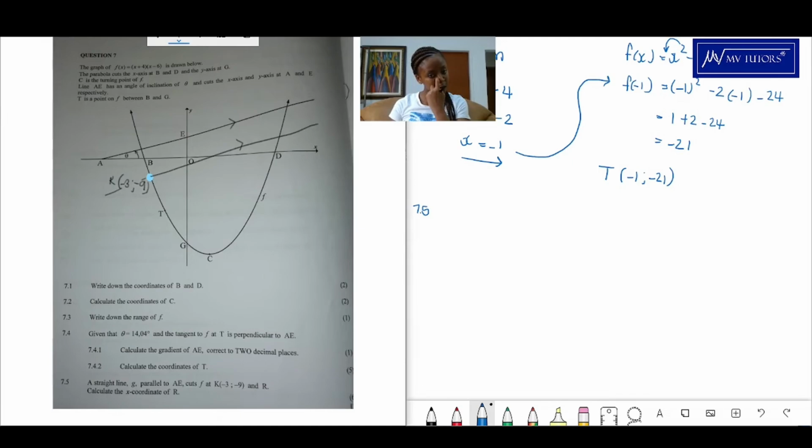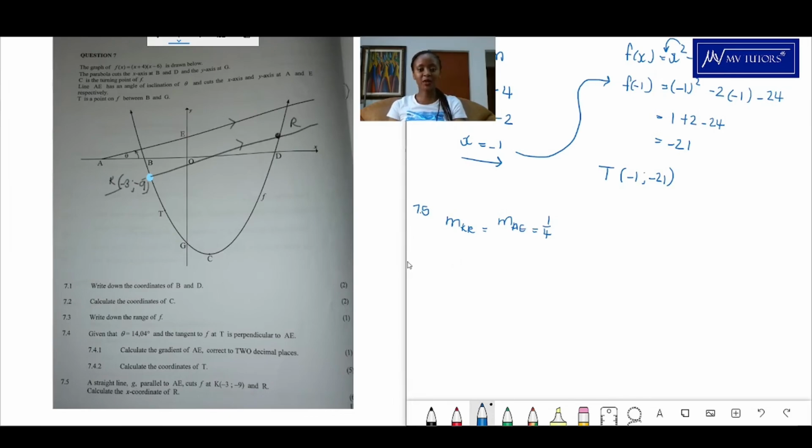What else do we know? Straight line G cuts F at O. Okay, so R is another point on F. So there is R, and now we need to determine the coordinates of R. Here we already have the gradient of AE, and we know that if lines are parallel, the gradients are the same. So I'm going to start by saying the gradient of KR is equal to the gradient of AE, which is a quarter, right? And then we can get the equation for KR.